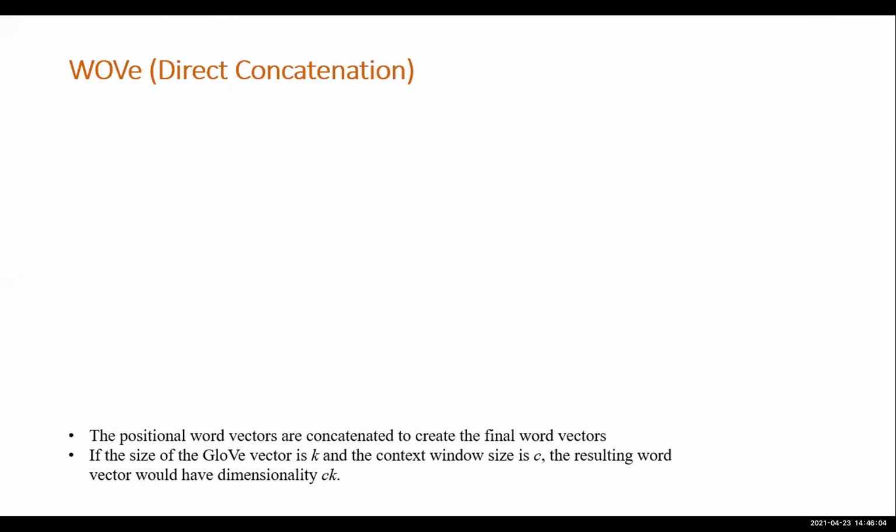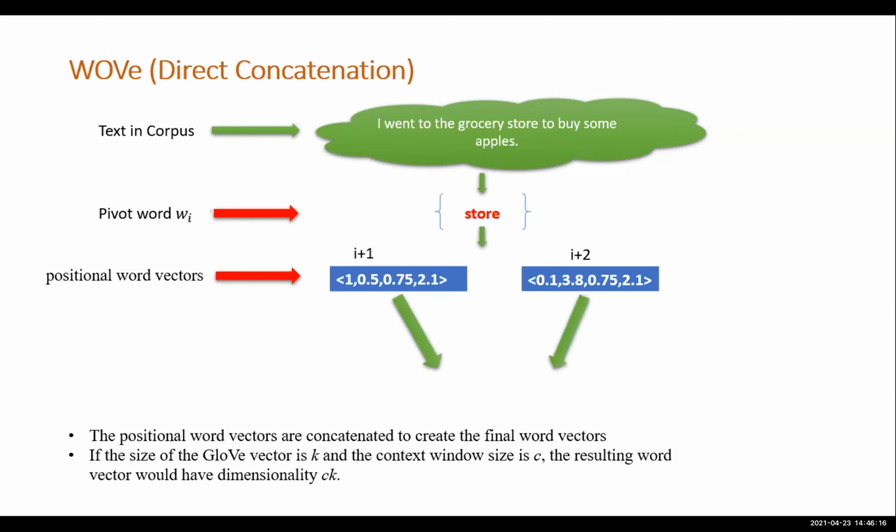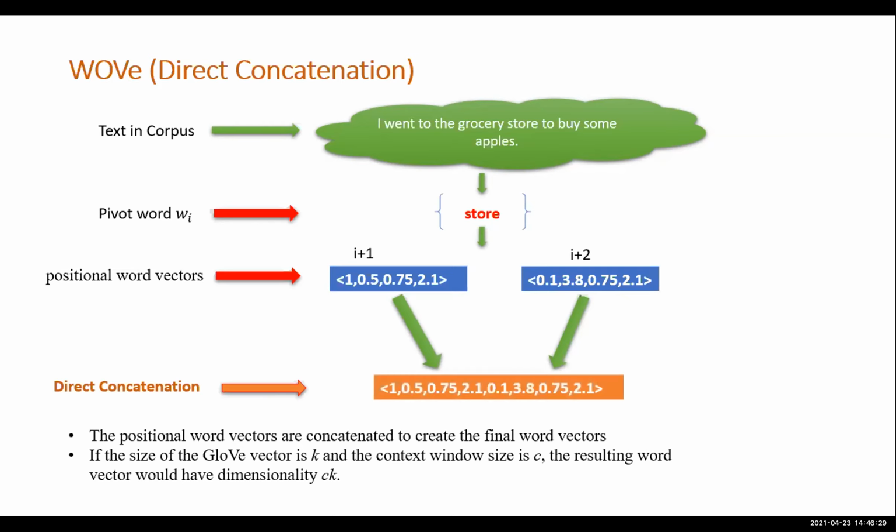So the first method is direct concatenation, and we show an example here. For example, we have this text and we have this pivot word from the text, which is the store. So we take I+1 and I+2 for this word. And we can see we have these vectors for the words around the word store. Then these two vectors will be concatenated to have this final vector, direct concatenation, sorry.